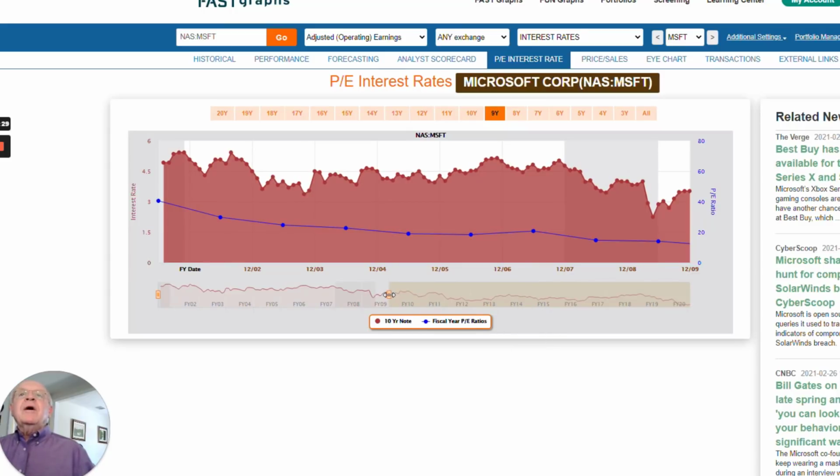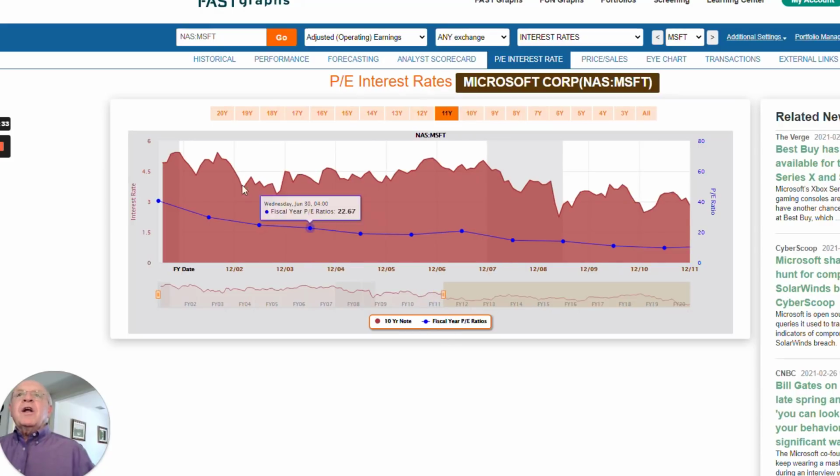Well, actually, I went a little too far. I have more than a decade here where interest rates were steadily dropping, as you can see here. And yet, so was Microsoft's PE ratio steadily dropping. Again, this belies the idea that there's an inverse relationship between interest rates and stock prices. As interest rates dropped, the PE value of Microsoft dropped along with it.